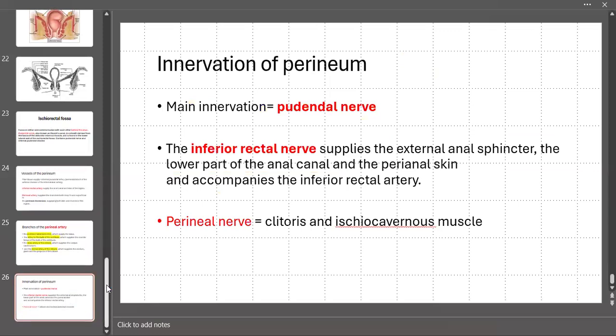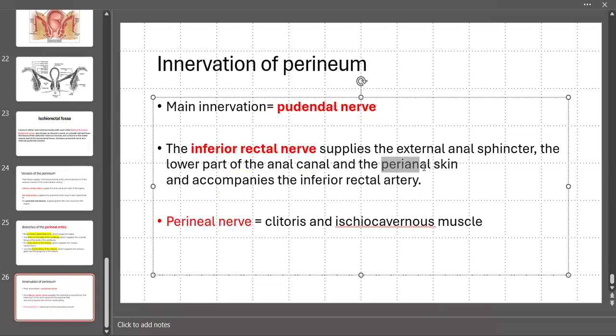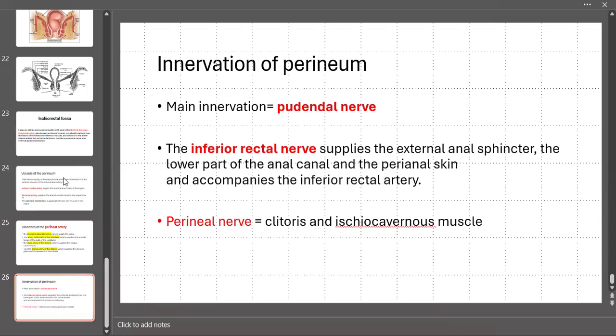Again, main innervation is from the pudendal nerve. Inferior rectal nerve is the branch of the pudendal nerve which supplies the external anal sphincter, the lower part of the anal canal, and the perianal skin. This is not perineal skin, it's perianal skin. And it accompanies the inferior rectal artery. The name is also the same. Then we have the perineal nerve. Clitoris and ischiocavernosus muscle are supplied by the perineal nerve. This is all from the perineum, and this is all from my side.